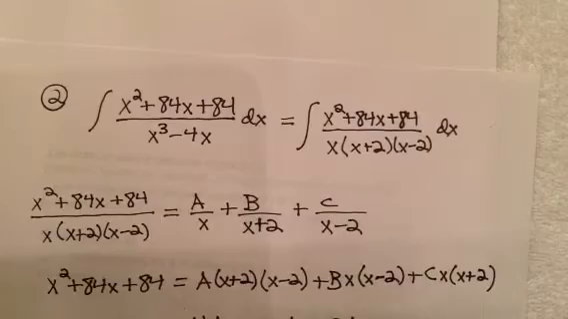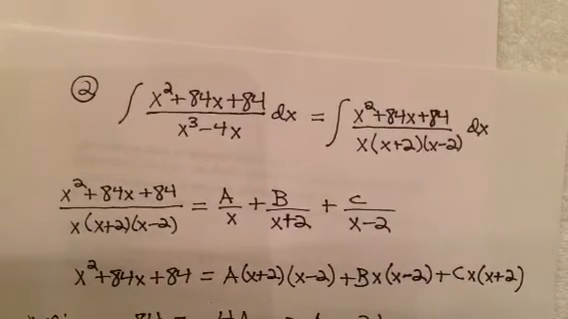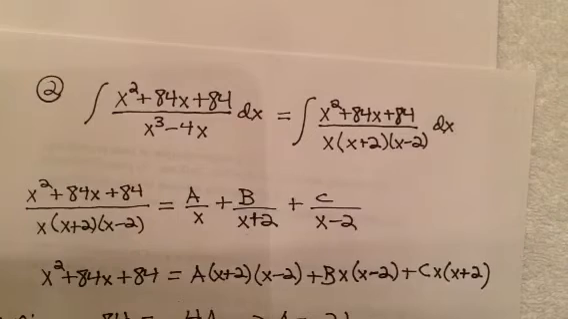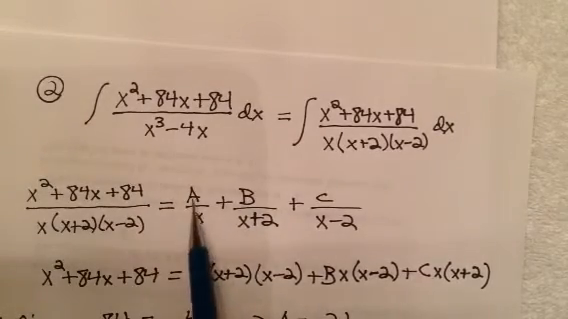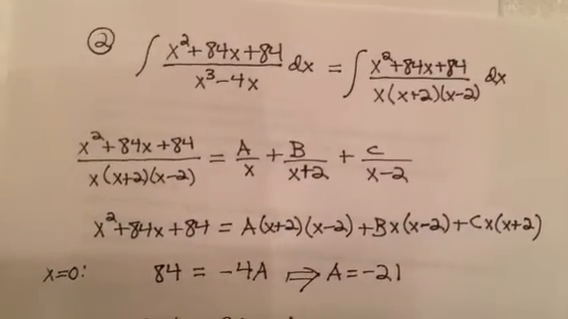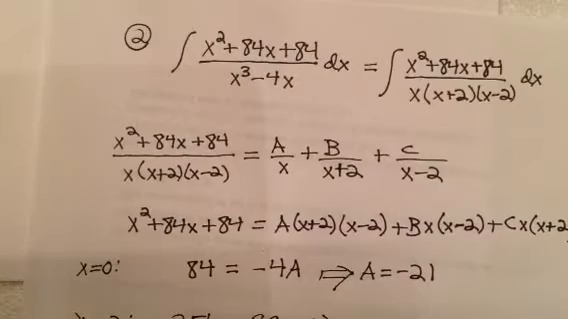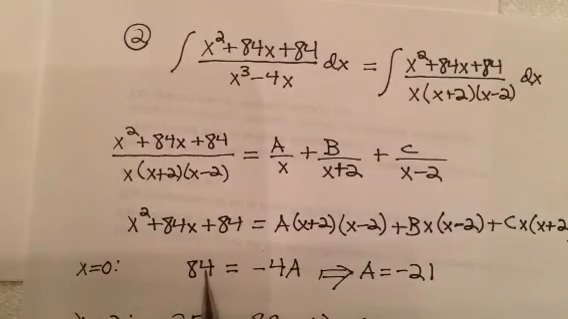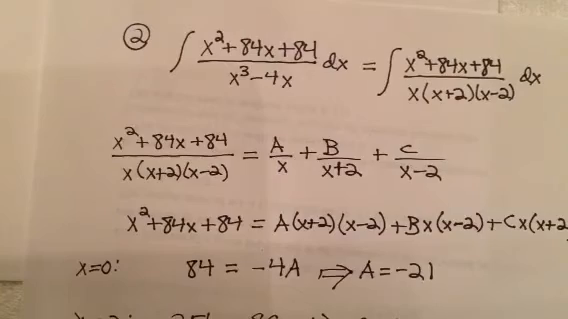Alright, so we have x squared plus 84x plus 84, and then we have the set of terms that will result, and again we have our distinct zeros, 0, negative 2, and positive 2, which we're going to use in substituting so as to determine the values of the coefficients in the numerator, a, b, and c. In looking at the first case, if we set x equal to 0, the left hand side is going to be 84, and upon substitution we end up with negative 4a, thus the value of a will end up at negative 21.